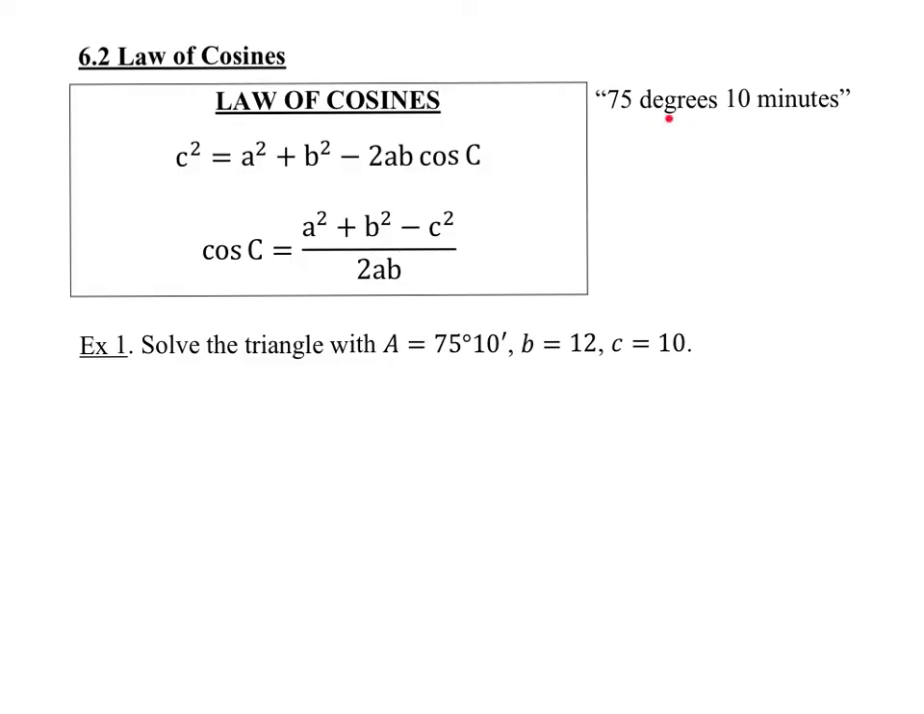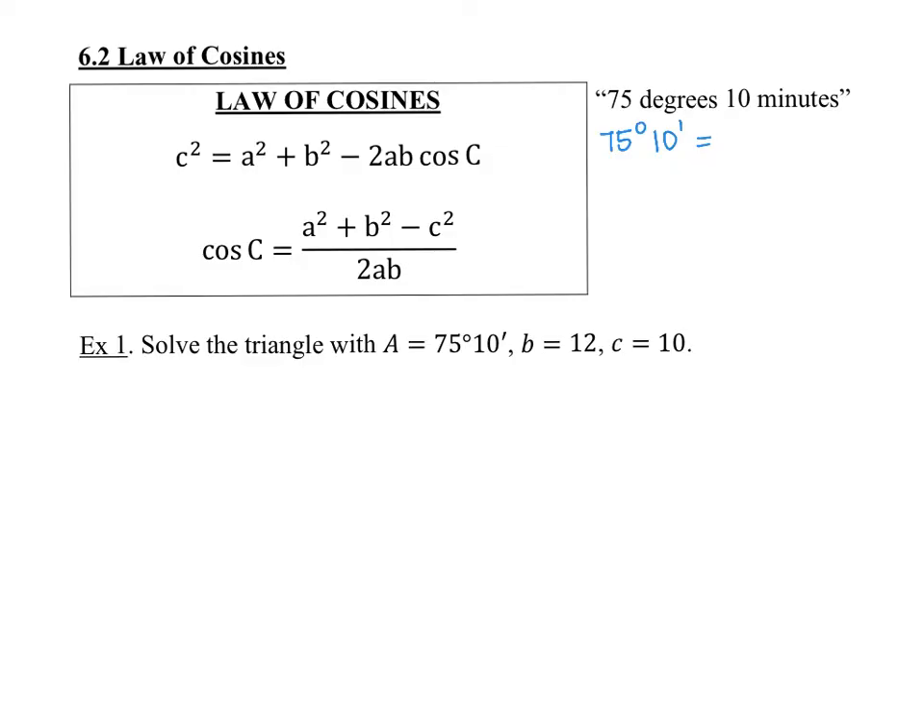Sometimes they will call an angle in terms of degrees and minutes. I think it has to do with something with sailing, but I don't really know. It doesn't matter because your calculator knows, and if your calculator doesn't know, you can convert it on your own. The way this is actually written with symbols is 75 degrees, 10 minutes, and the minutes is an apostrophe.